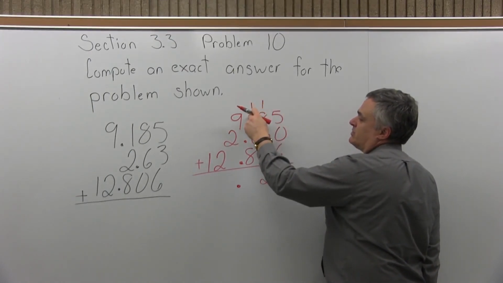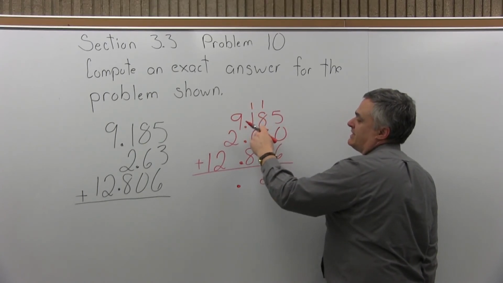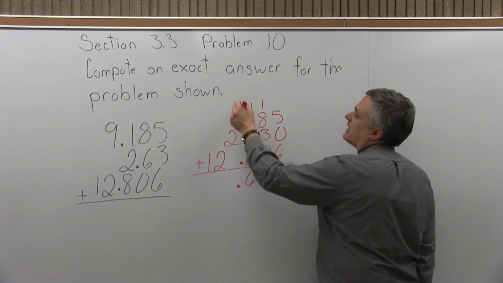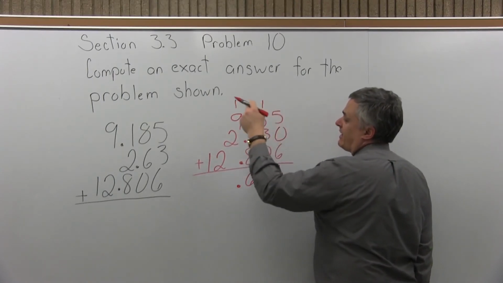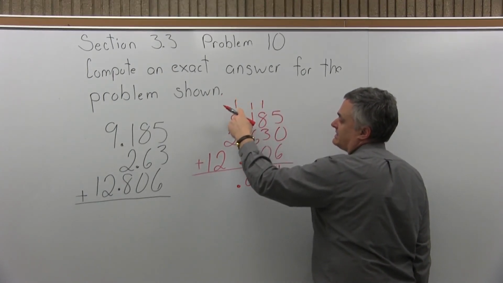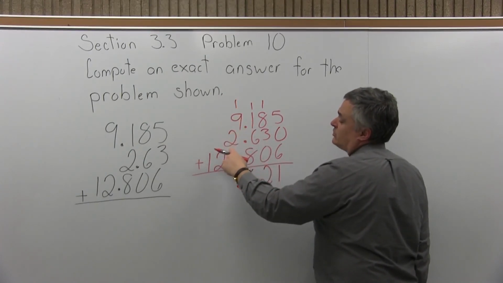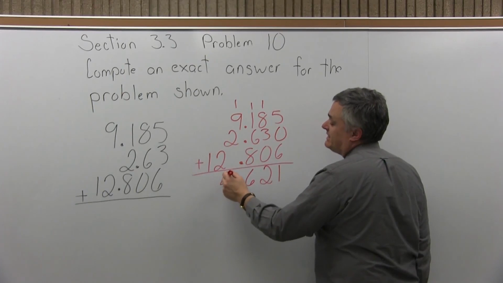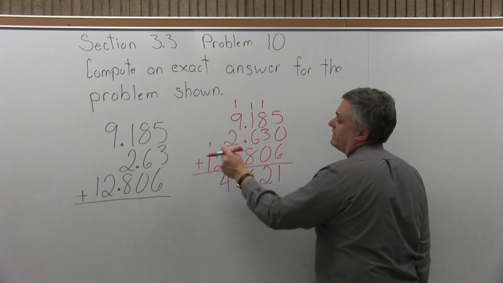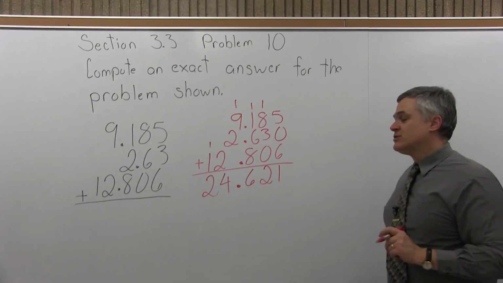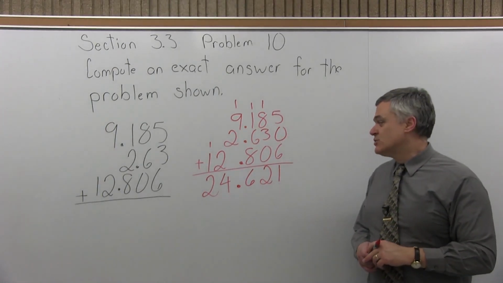1 plus 1 is 2, 2 plus 6 is 8, 8 plus 8 is 16. So write the 6, carry the 1. So I'll have 1 plus 9 is 10, 10 plus 2 is 12, 12 plus 2 more is 14, write the 4, carry the 1, and then 1 plus 1 more is 2. So the final answer is 24.621.